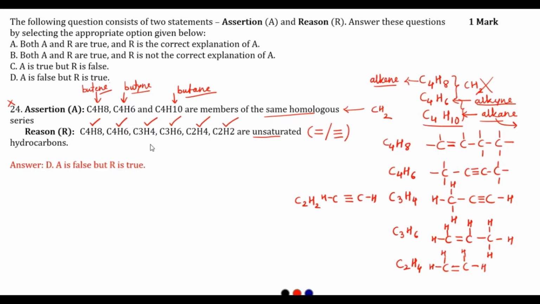So the reason is true. The assertion is false, but the reason is true. But there is no relation between the assertion and the reason, meaning the reason is not the correct explanation of this assertion. So here I can write like this: the assertion is false, but the reason is true. If you see all the options, this will be the correct option. So the answer is option D. The assertion is false and the reason is true. So this is the answer for question number 24.